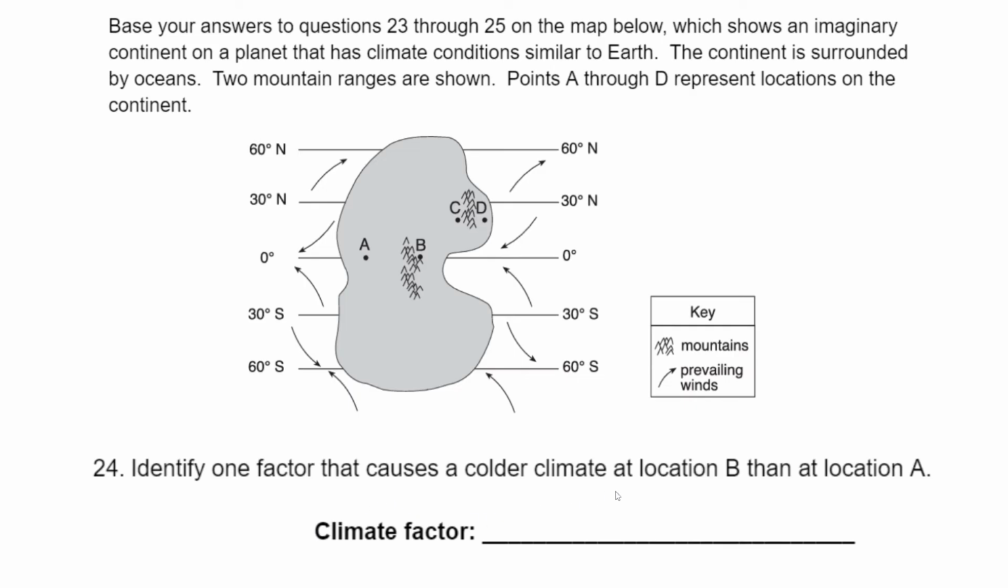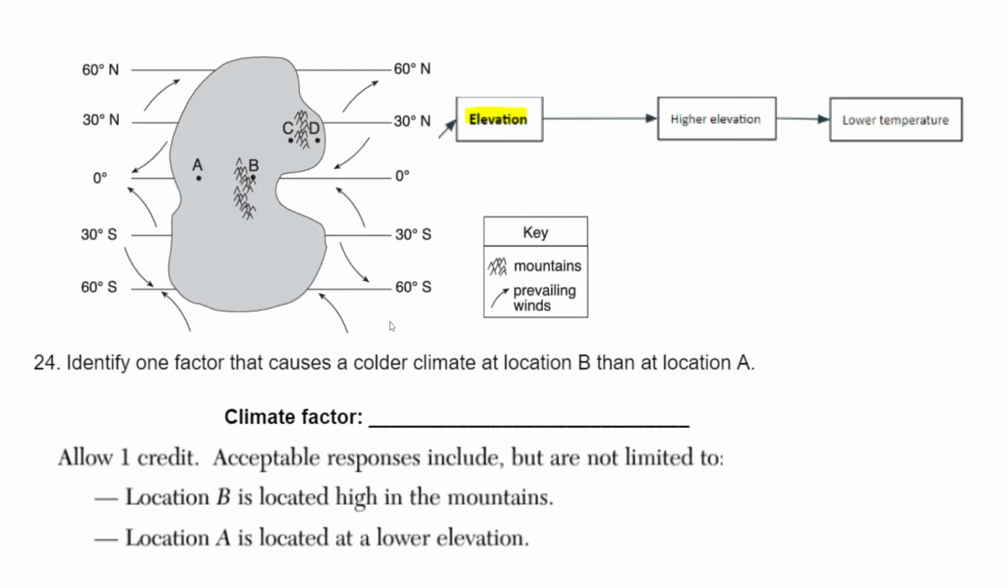Identify one factor that causes a colder climate at location B than at location A. The correct answer is location B is located high in the mountains, and location A is lower in elevation. So notice that A and B are at the same latitude. That can't be it. But notice that both A and B are more inland, right?